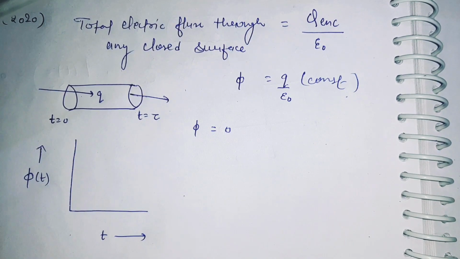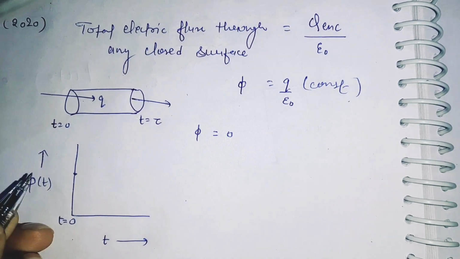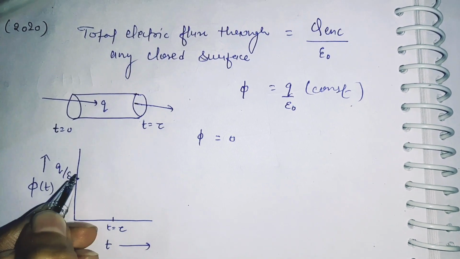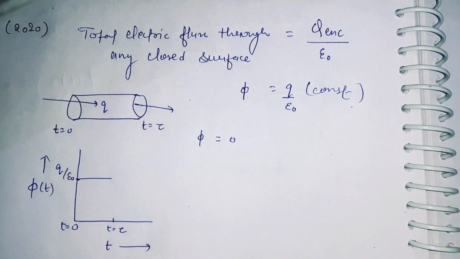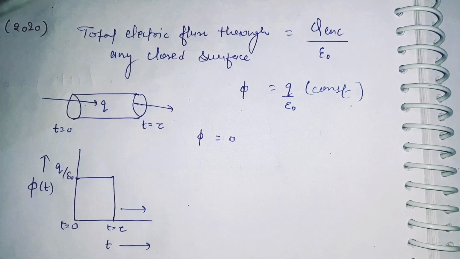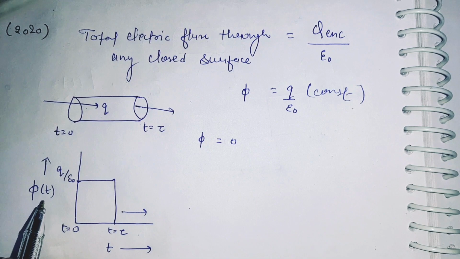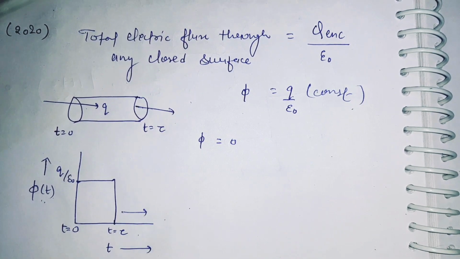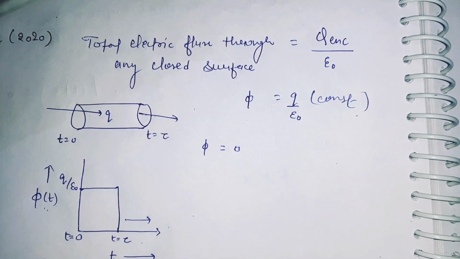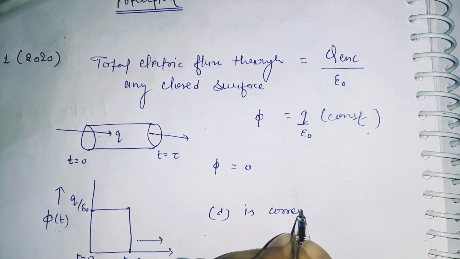We can clearly see that at t equals 0, initially the electric flux has the constant value q by epsilon naught, and up to t equals tau it remains the same, that is constant. After the time t equals tau, the total electric flux is equal to 0. So you can see which option is the correct one. Here option D is the correct answer.